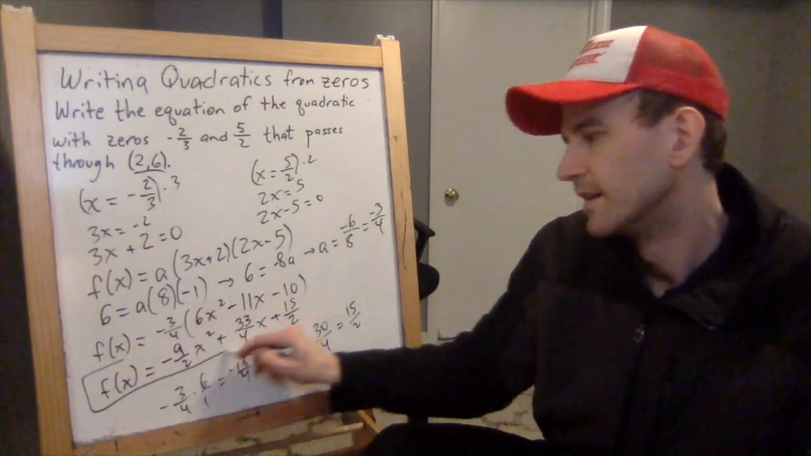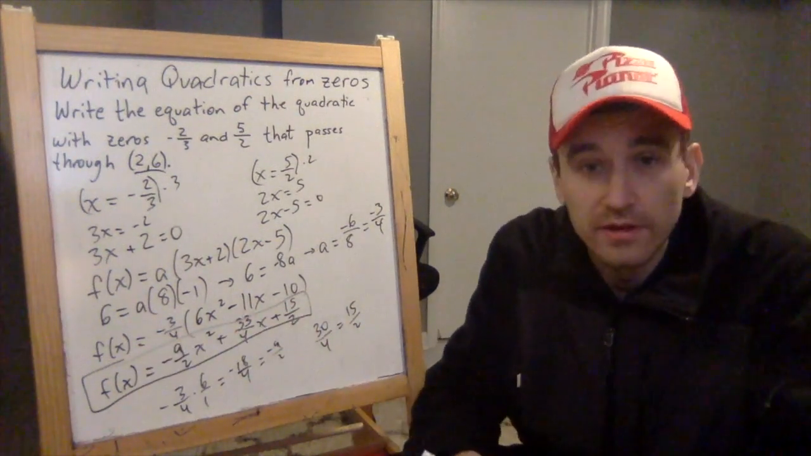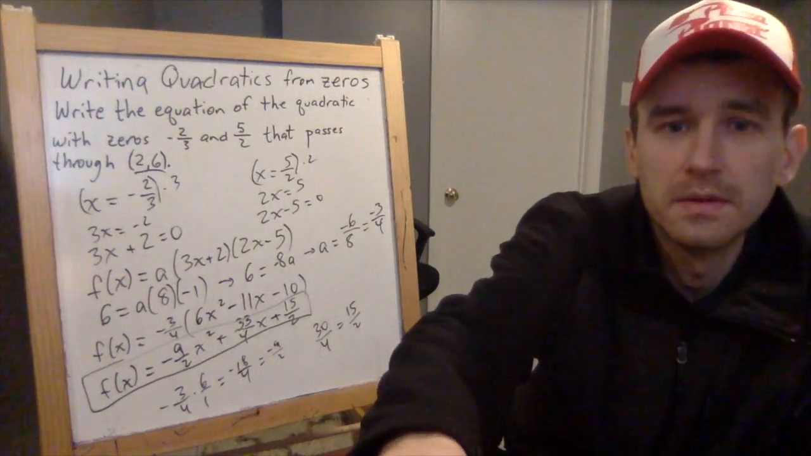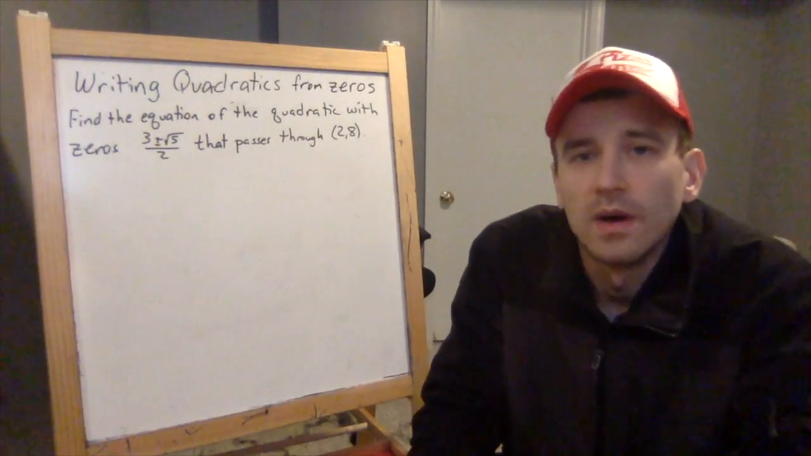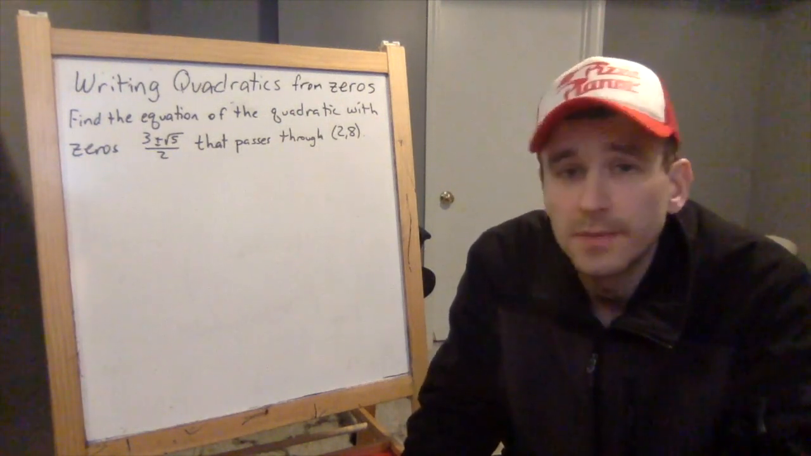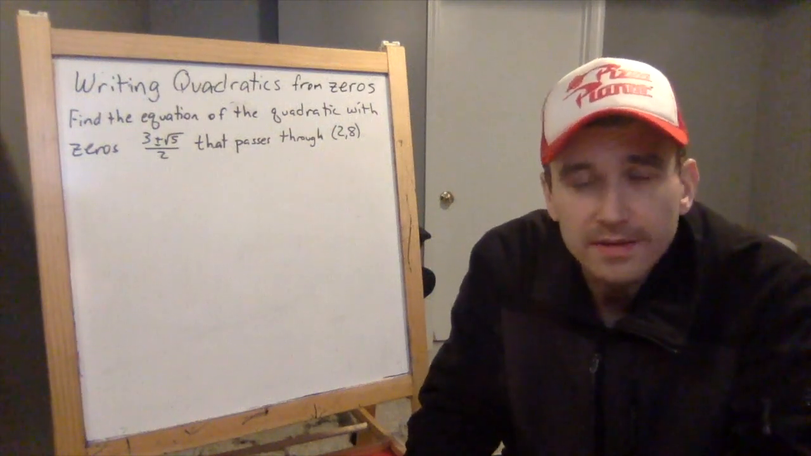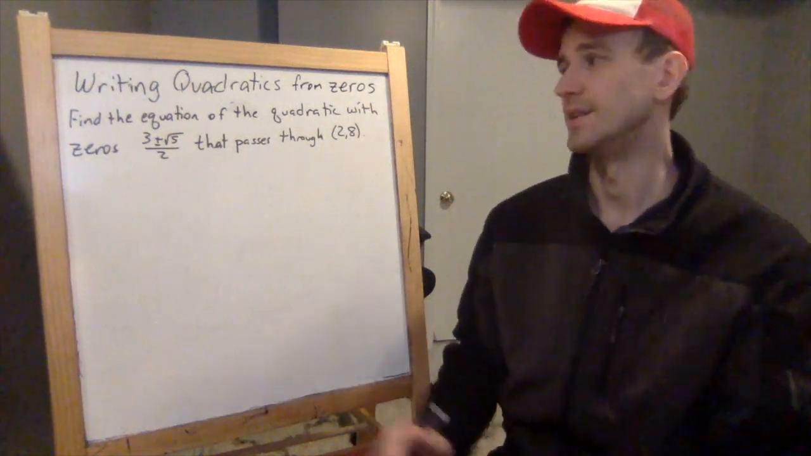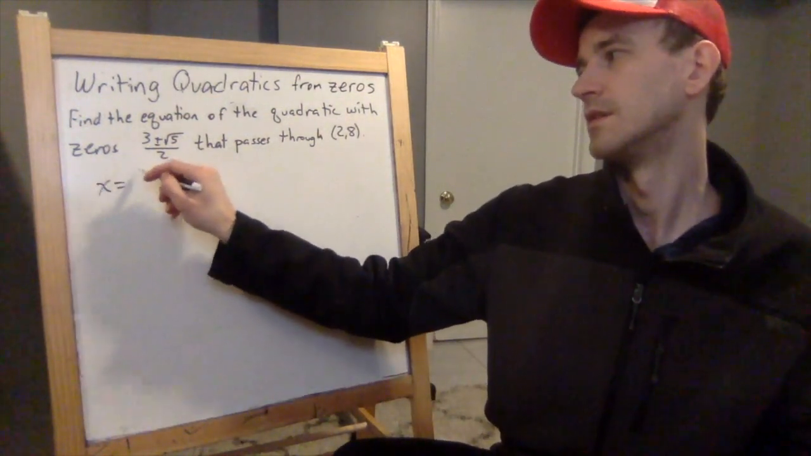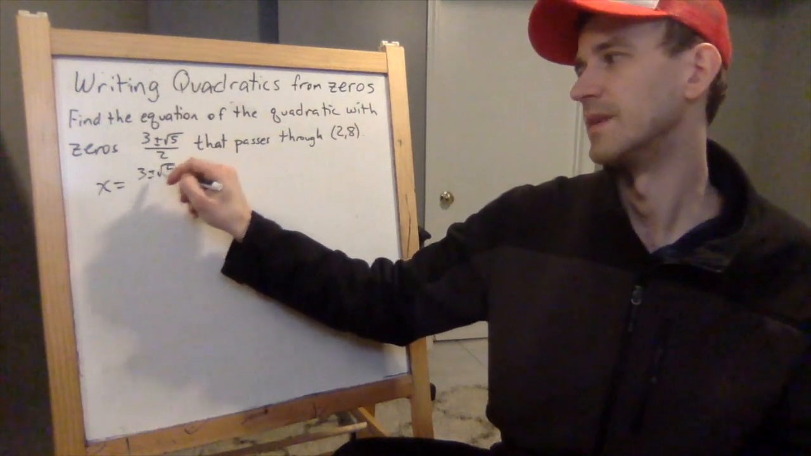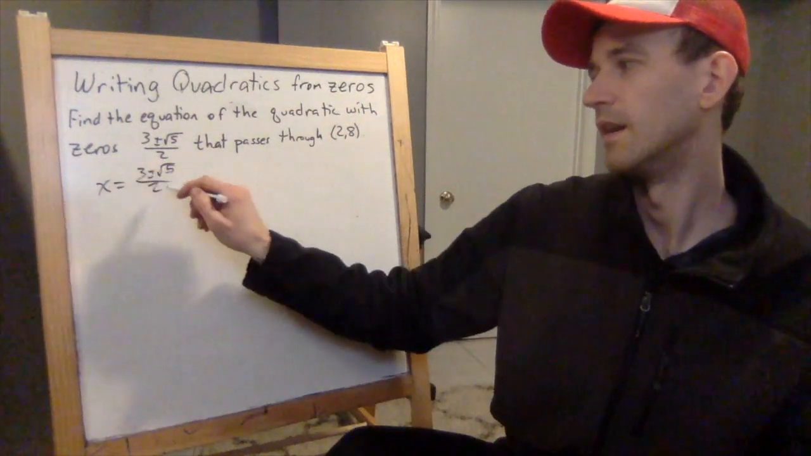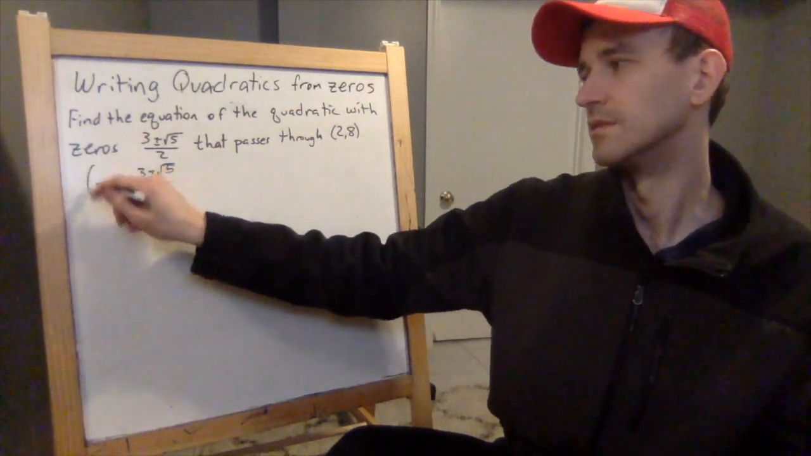So this then is the equation for the quadratic with those zeros that passes through that given point. So if we want to find the equation of the quadratic with zeros 3 plus or minus root 5 over 2 that passes through the point 2 comma 8, it's the same process we've been doing. It's just a little bit uglier because we've got this irrational thing going on in our zeros, 3 plus or minus root 5 over 2. And we want to figure out what quadratic equation goes with that. And again, we can undo our operations to figure out what that is.